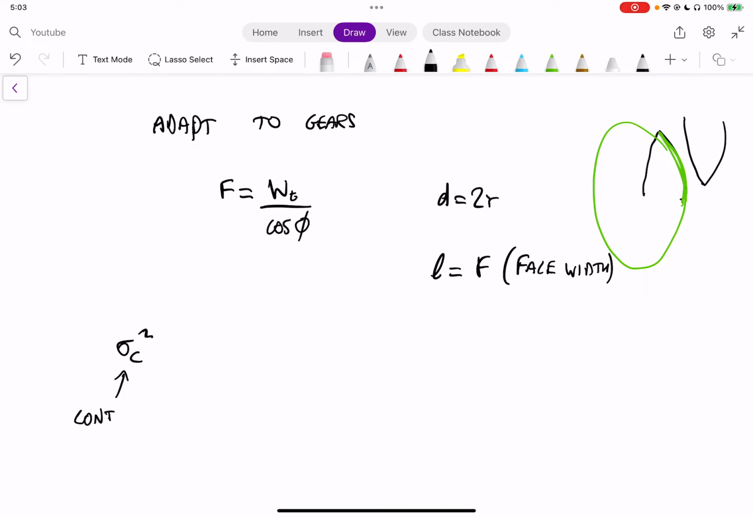So sigma C is sigma for contact. Okay, so it's a contact stress. We're going to write an equation for contact stress in terms of contact stress squared. And we're going to say that contact stress squared is equal to Wt divided by pi F cosine phi.